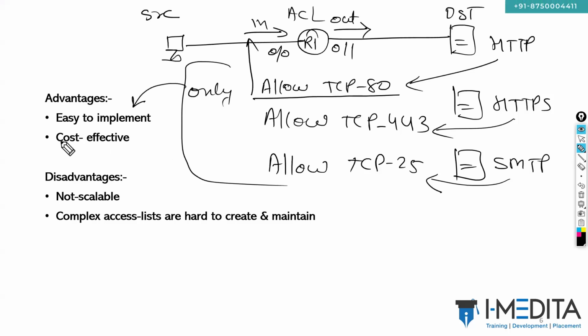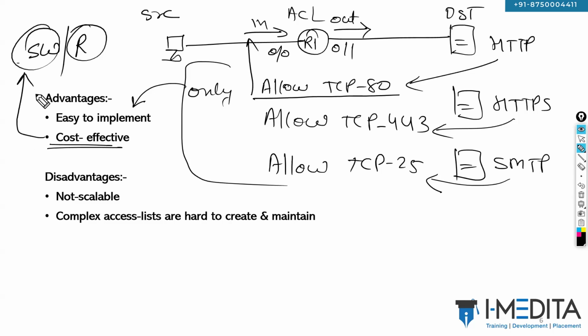Okay, the next advantage is that it is cost effective. How can we say it will be cost effective? It will be cost effective because ACL configuration is supported by switches and routers. If your infrastructure devices support ACL configuration, then there is no need to purchase an additional device. And when you are not making any investment or expense, then definitely it will be cost effective. So you can count two advantages of packet filtering or ACL: it is easy to implement and it is cost effective.